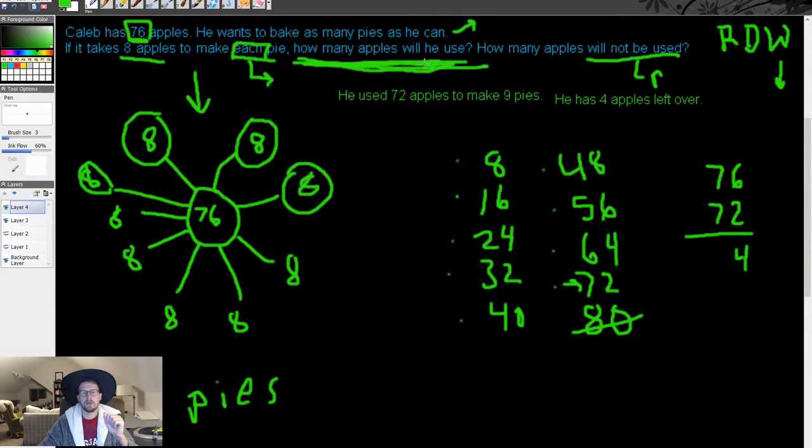And then how do I make sure I answer the questions that it's asked, right? Because it didn't really ask about these 9 pies. I included it to make myself feel smart. It asked for 72 apples and 4 apples left over. Try a few of these on your own.